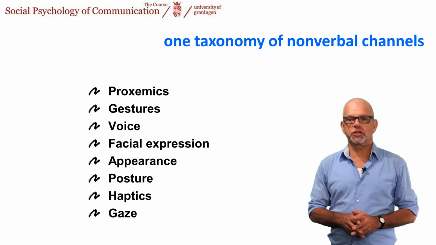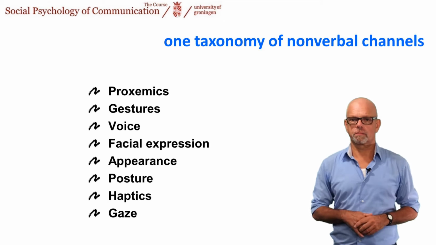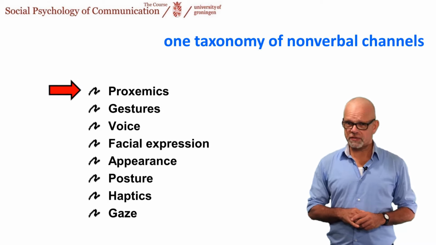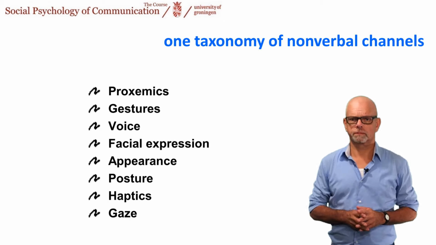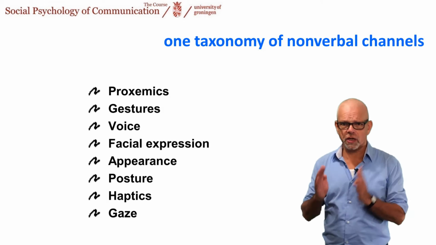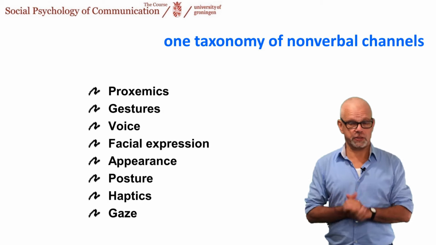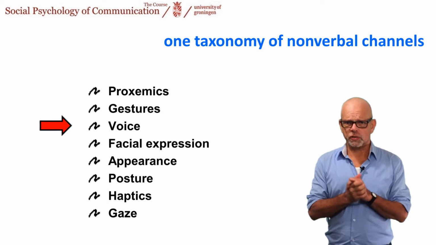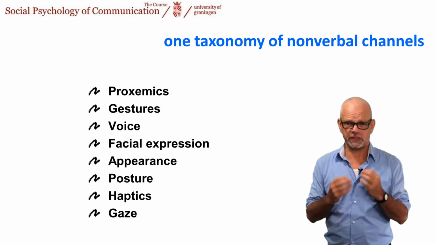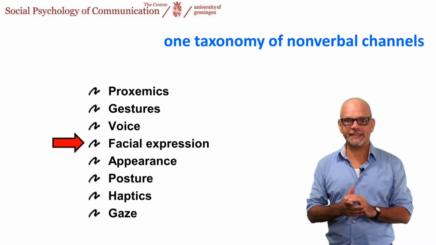This is one possible distinction of nonverbal channels that can provide information in communication. Proxemics refers to how close the sender and the receiver physically are. Gestures refers to the different types of gestures made during the communication, some simultaneously to the rhythm of verbal communication. Voice refers to how things are said, prosody and paralanguage. Facial expressions refer to the facial muscle changes.